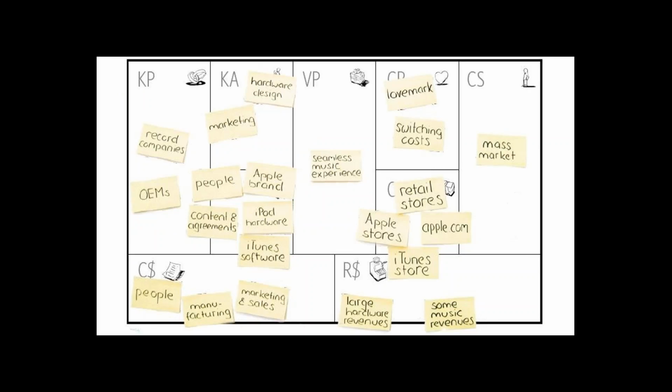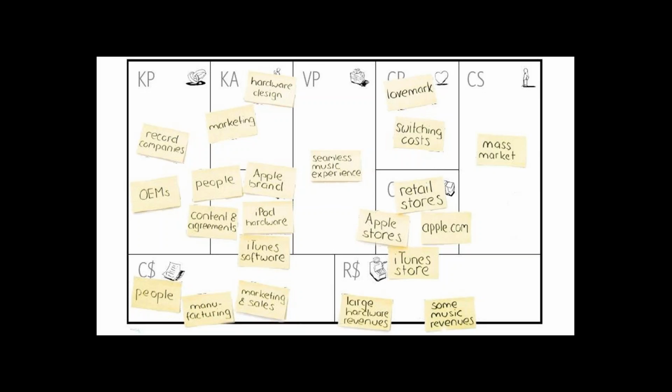Then we move on to their relationship with their customers. So it's all about their branding, their love mark, and also the switching costs. They're going to enable people to migrate across to it, in the fact that it's cheaper to buy something on iTunes than it is on other stuff. So then we jump down to revenue streams.